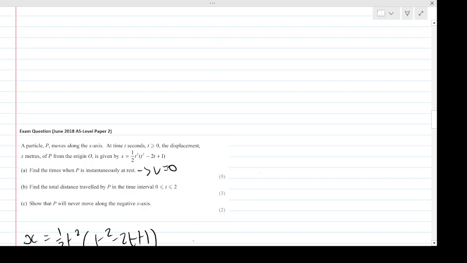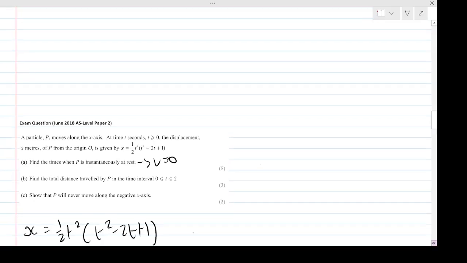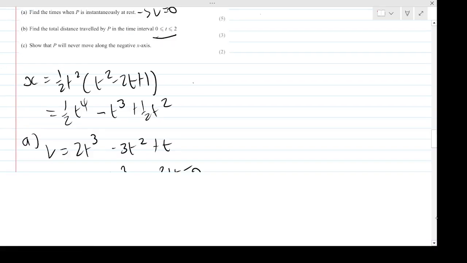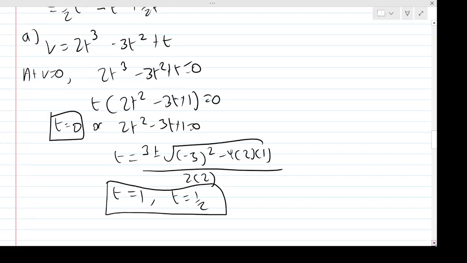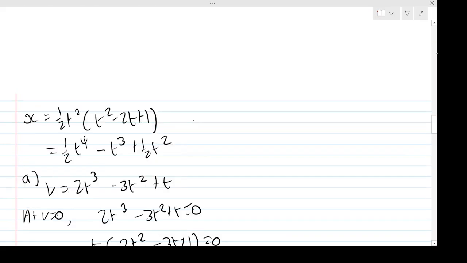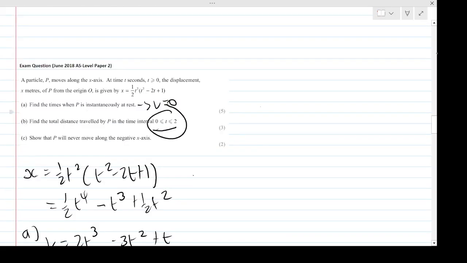There we are. Then in part B, it wants me to find the total distance in the interval 0 to 2. Now you'll see where this is harsh, because we've got fewer marks on this question and we're going to have to do a bit more work. So we want to find the total distance between 0 and 2. In other words, we want to consider the integral from 0 to 2, because that's the distance we consider in between.